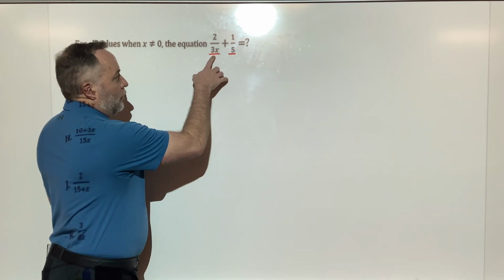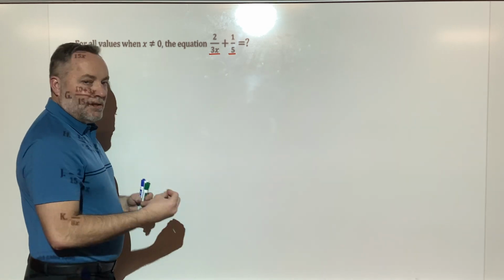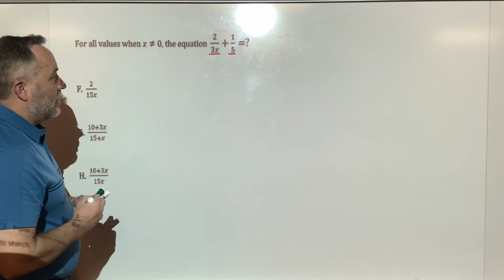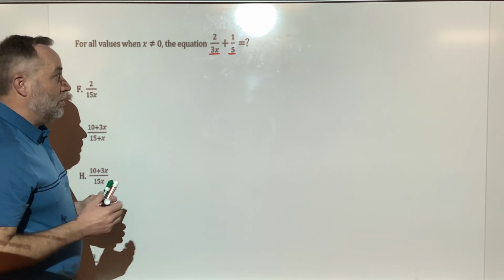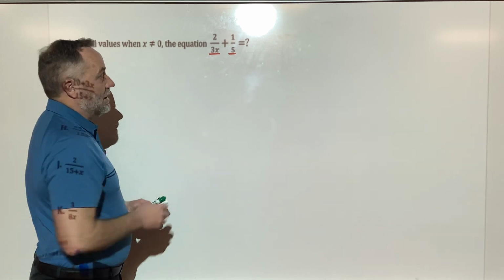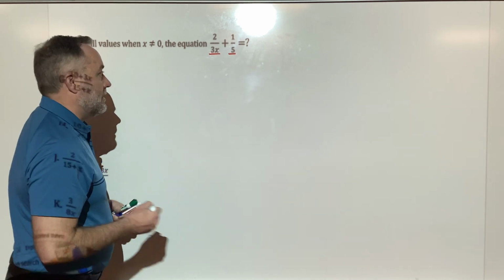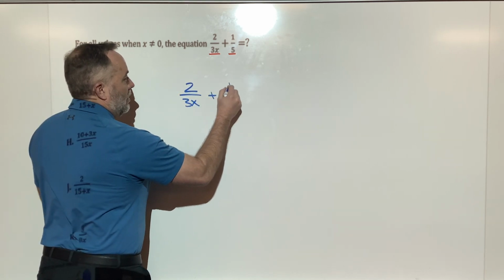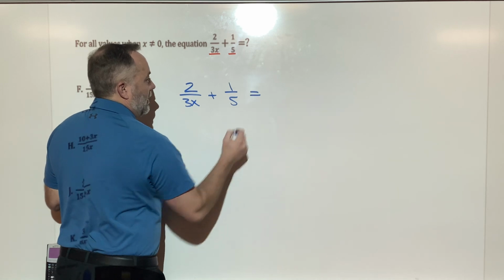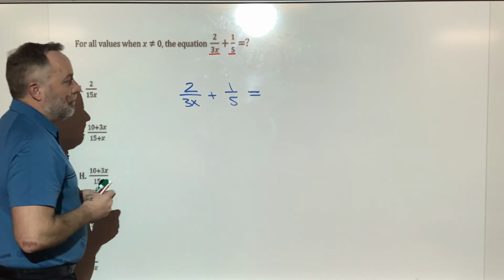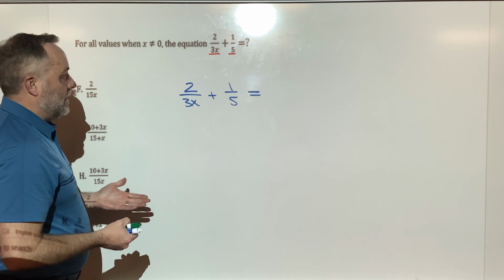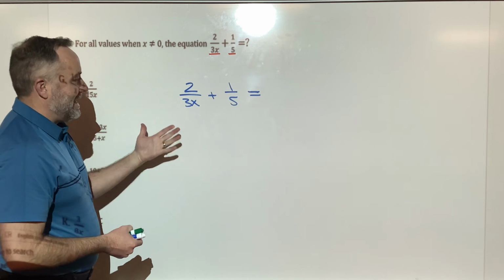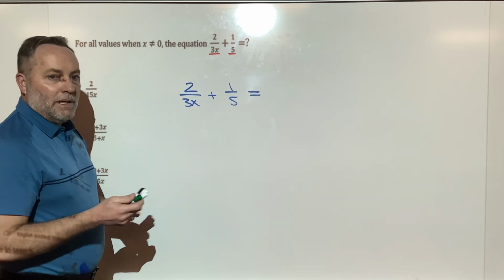And then this first denominator has an x and this one doesn't, which means we will need to have an x in the denominator. So the first term that 3x and 5 would multiply up to is really just the combination of the two of them, and that's going to be 15x. So if we rewrite this, 2 over 3x plus 1 over 5, we're trying to figure out what does that equal. Again, the common denominator is 15x, so what do we need to multiply this 3x by to make it 15x? That would be 5.